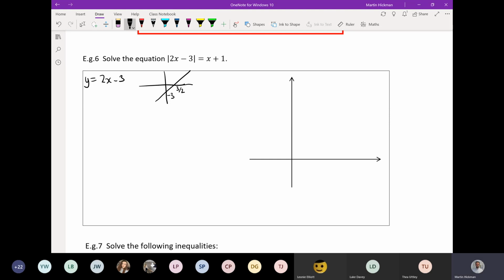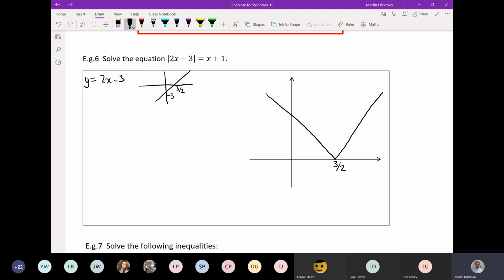Okay, so that's just y equals 2x minus 3. So when I draw the modulus, it's going to look like this. Okay, so I've still got that root of 3 over 2. Okay, 3 over 2 and greater, that graph looks the same as 2x minus 3, because when x is greater than or equal to 3 over 2, it's 0 or greater. But when x is less than 3 over 2, then it's going to be negative. But of course, because it's modulus, we're going to take the positive version of that. So that's the part that gets reflected.